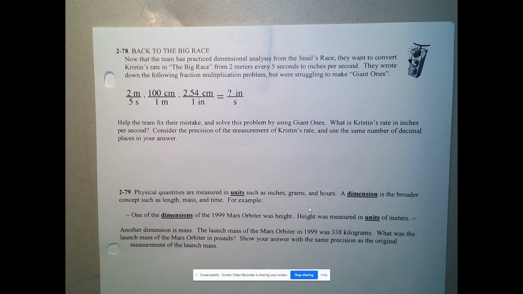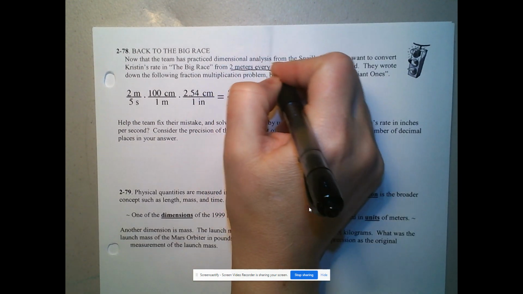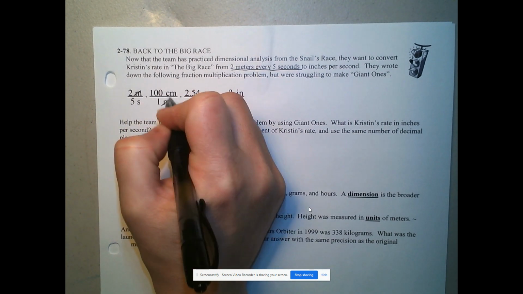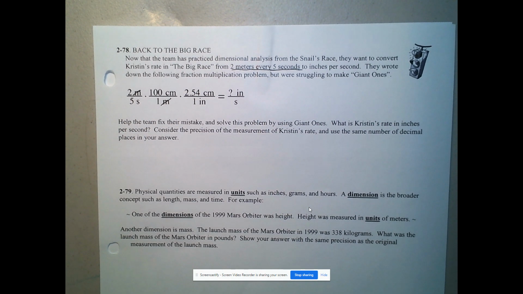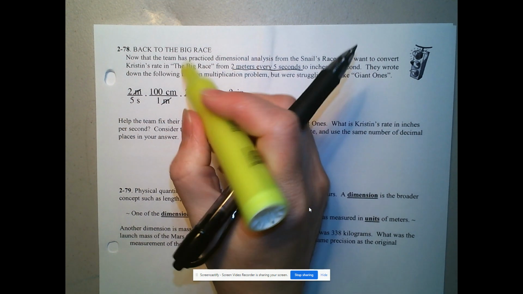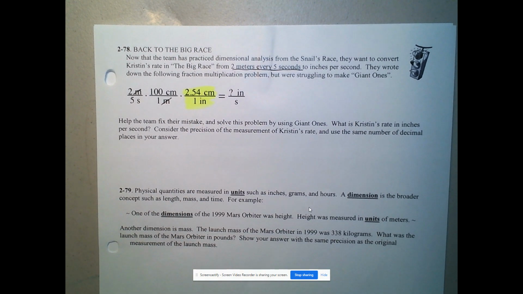Okay, so 2 meters per second. That's your original fact. That's up here. That's her speed. 100 centimeters in every 1 meter. So that works, right? That would cancel the meters, and there is in fact 100 centimeters in every 1 meter. And then she wrote 2.54 centimeters in 1 inch, which is also true. However, when she wrote that second one, nothing canceled. And what she would have liked is for the centimeters to cancel.